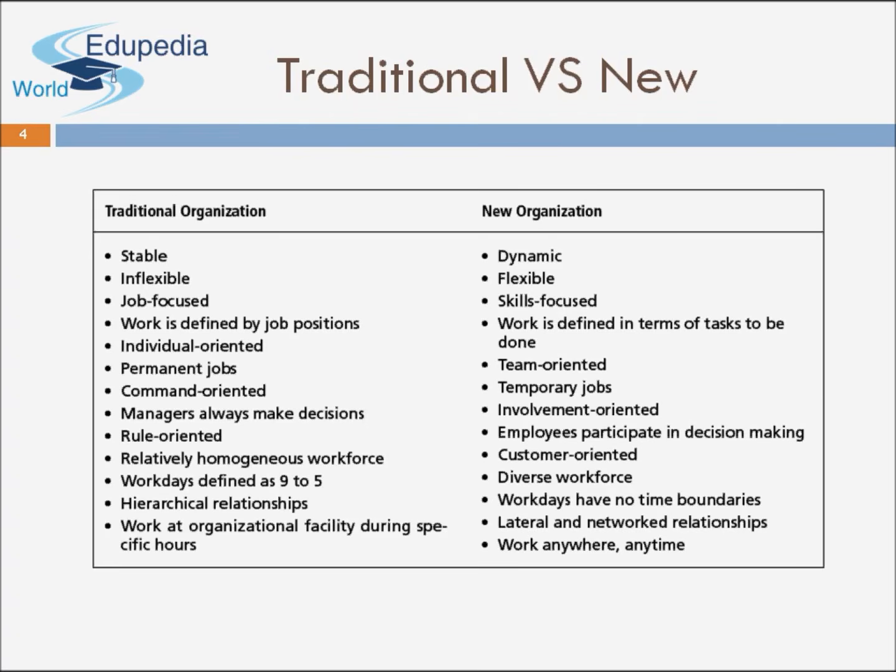In hierarchical relationships, you will find that there were tall hierarchies, a lot of levels were there, because of which the decision making was slow and the empowerment of the employees was not that much. But when we talk about today's organizations, they are usually horizontal or lateral and networked, wherein every employee is empowered to take decisions at their own level.